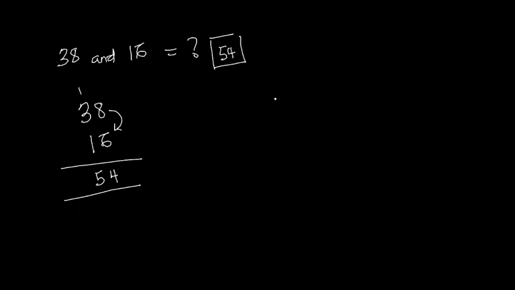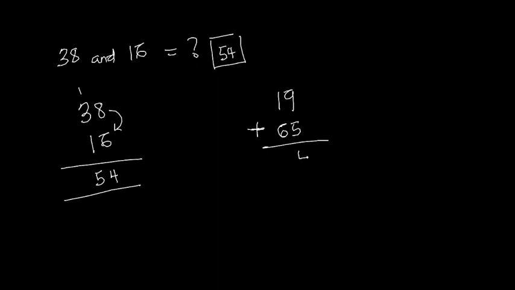So let's have a look at another example. Say we have 19 plus 65. What is our answer? So 19 plus 65. We add digit by digit from right to left. So we add 9 and 5 first. So 9 plus 5 is equal to 14.